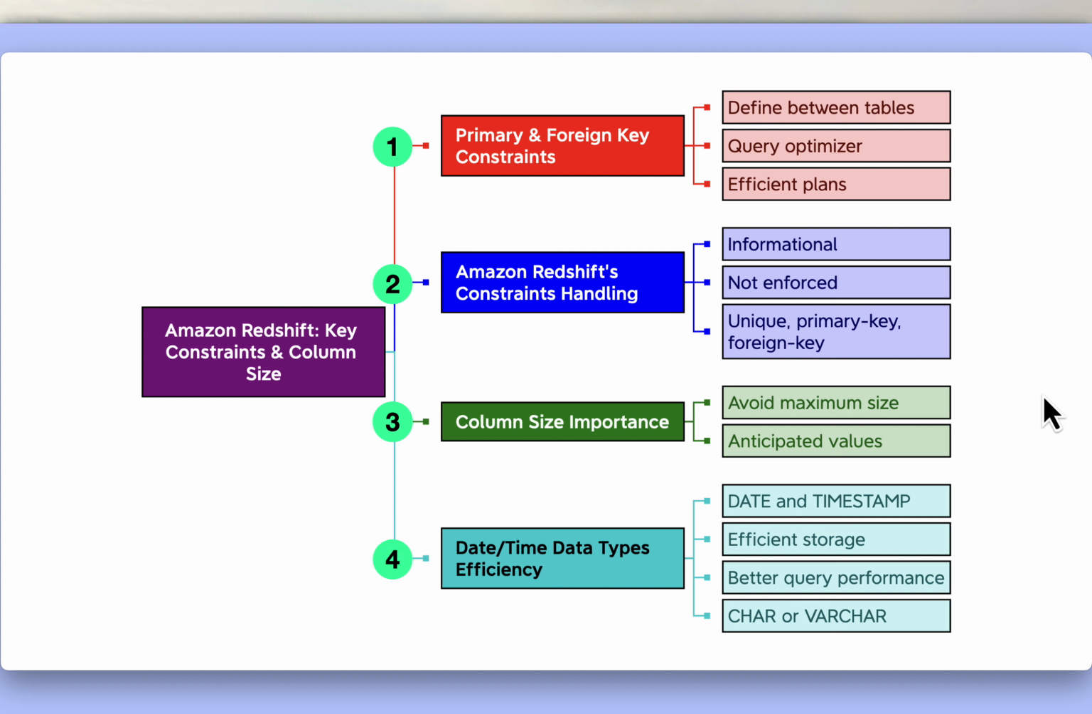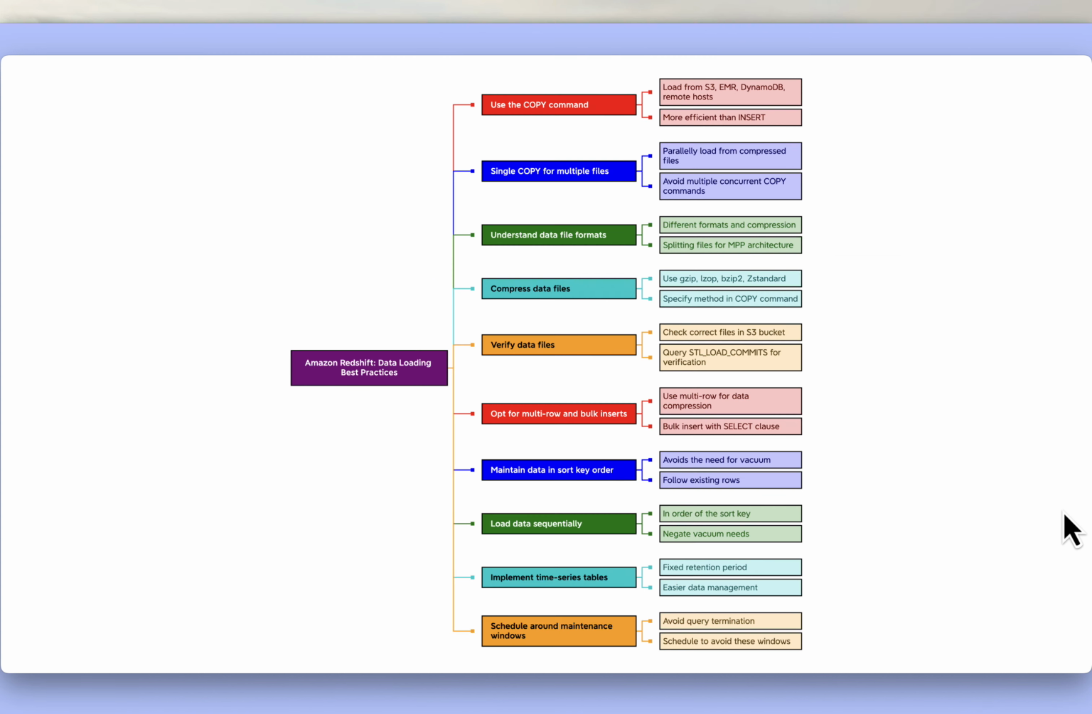4. Date/time data types efficiency. Date and timestamp data types provide more efficient storage and better query performance compared to char or varchar when storing date/time information. Amazon Redshift, data loading best practices. 1. Use the COPY command. Efficiently loads data from various sources like Amazon S3, EMR, DynamoDB, or remote hosts, more efficient than insert statements.